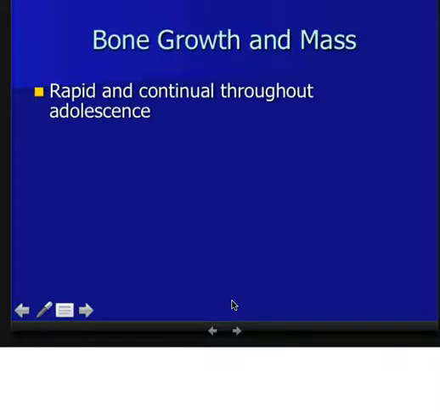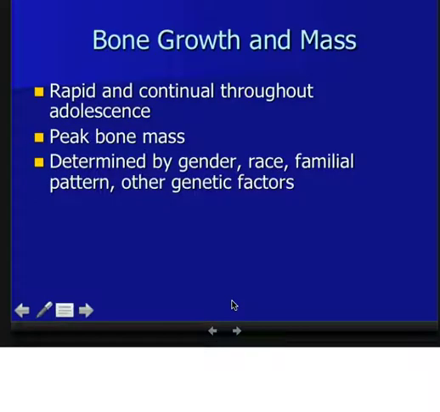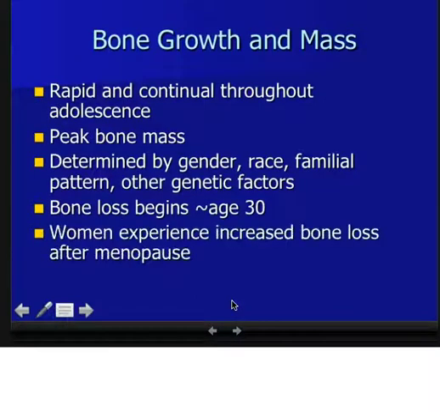Rapid and continual bone growth is seen throughout adolescence. They see a peak in bone mass. Bone growth and mass is also determined by gender, race, familial pattern, and other genetic factors, and it begins to lose its density after age 30 as a result of hormonal effects and also decreased activity levels. Women experience an increased bone loss after menopause because of the loss of the ovaries, which are a source of estrogen, which tends to mineralize bones.